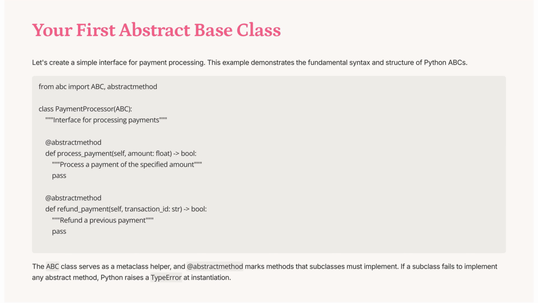Let's explore creating a simple payment processing interface using Python's abstract base classes. The PaymentProcessor class, derived from ABC, defines abstract methods process_payment and refund_payment. These methods, marked with @abstractmethod, must be implemented by subclasses. Failure to do so results in a TypeError, ensuring adherence to the defined contract.